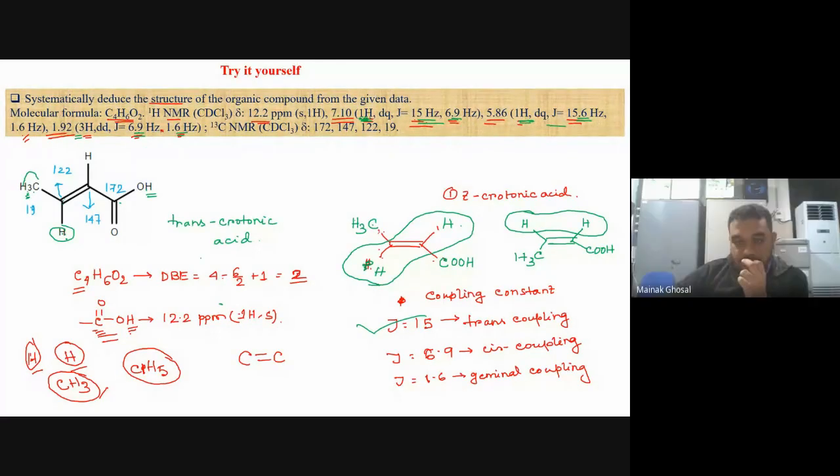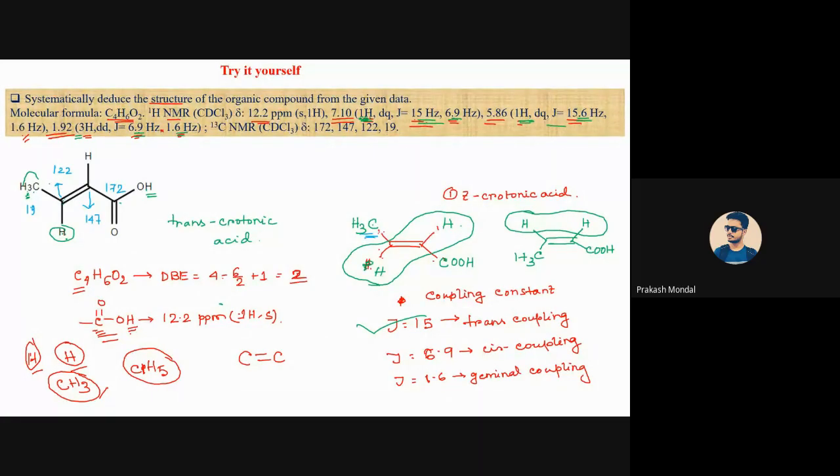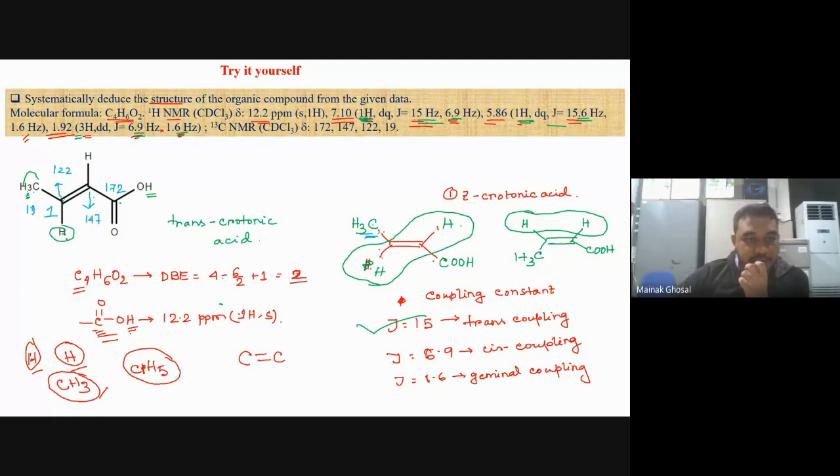Sir, the carbon near will have a lower ppm value than the carbon away. Okay, I am just naming them. This is 1, suppose this is 2. C1 and C2. Which one will be 147, C1 or C2?